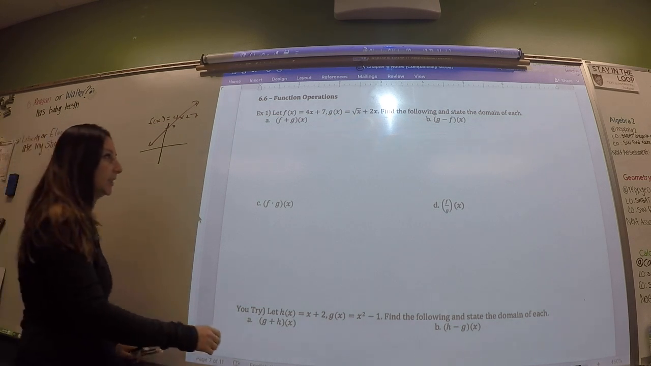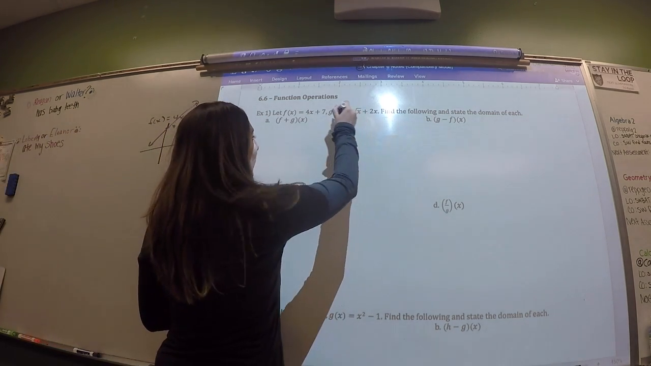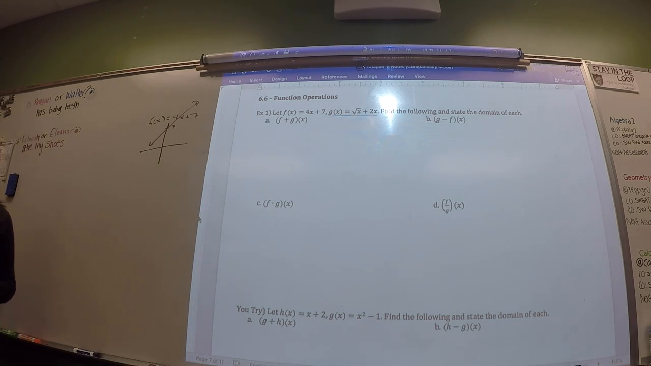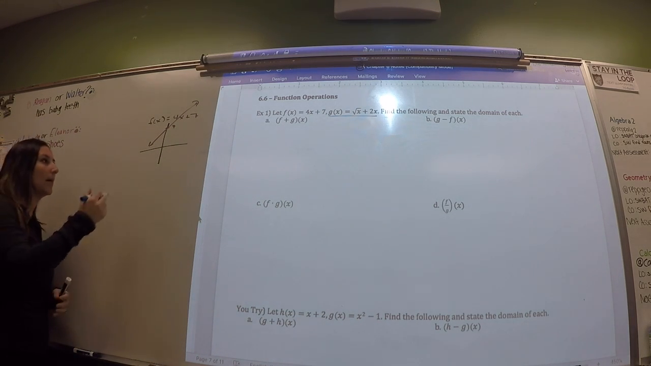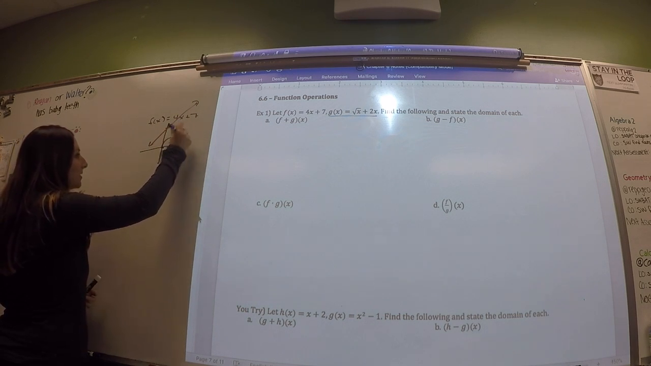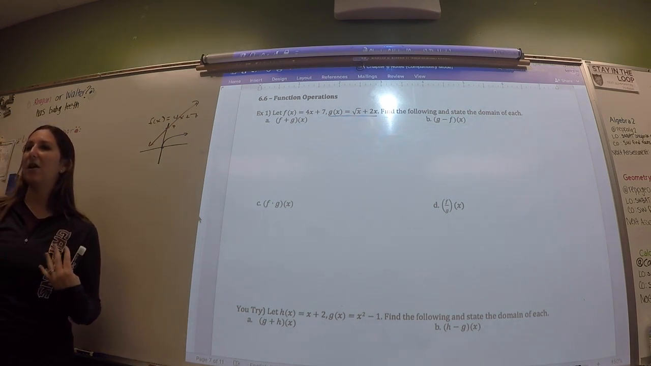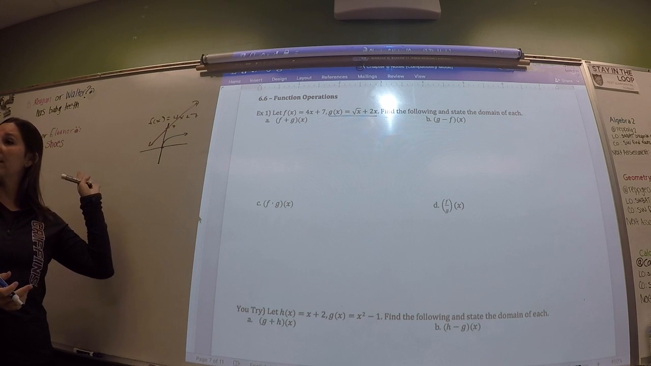The other function, which they're calling g, we haven't graphed these yet. That's what we're going to do tomorrow, graph square root functions. It looks something like this, a square root function. It's going to look like half a parabola turned on its side. Now square root functions do not have a domain of all real numbers. They stop. You see how it doesn't keep going to the left?